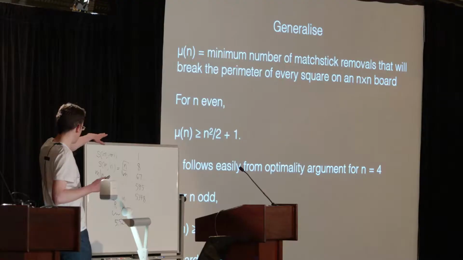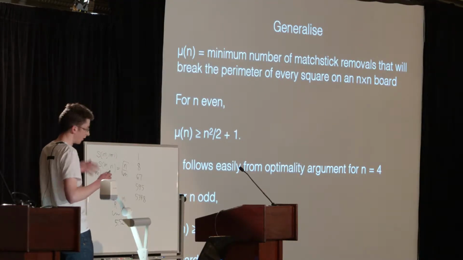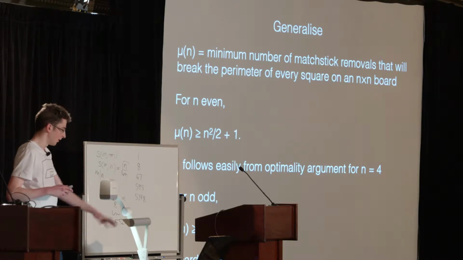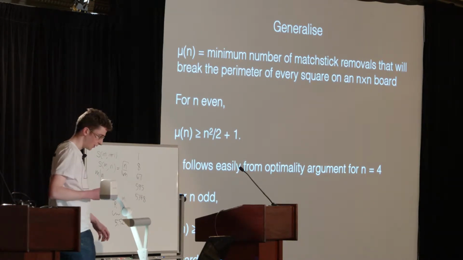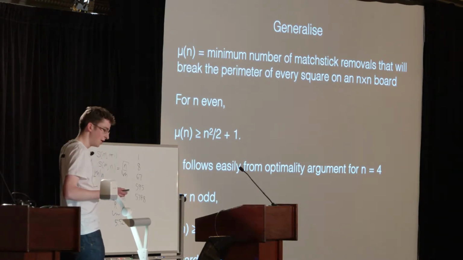We can easily generalize this to any n by n board. Applying the exact same argument for n even that we applied in n equals 4, we get this lower bound for the minimum number of matchstick removals, which I call mu of n. We can get a similar lower bound, which you can see there, for n odd, but that is harder to show, and I won't go into that now.